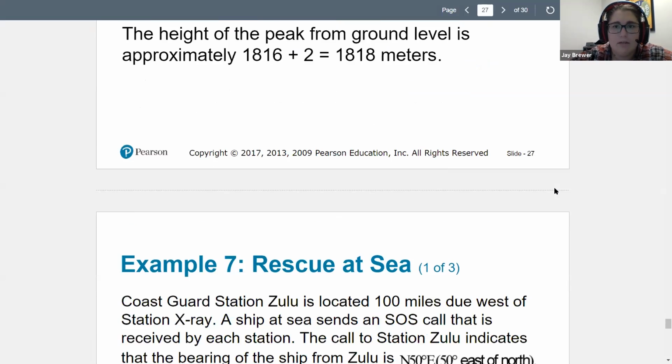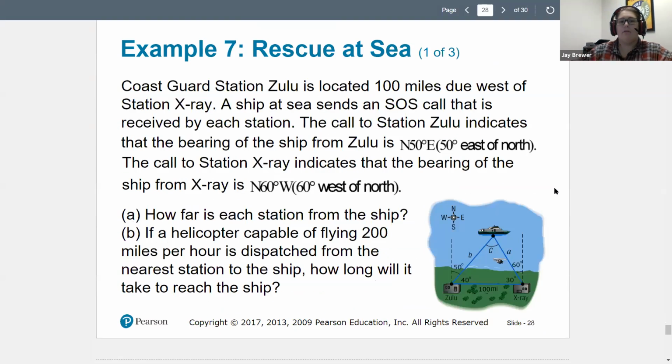All right, let's look at the last example. We're looking at example number 7, and it is a rescue at sea. It's the last example that we're going to have for today. Thank you all for working with me so hard so we could get through both lessons.